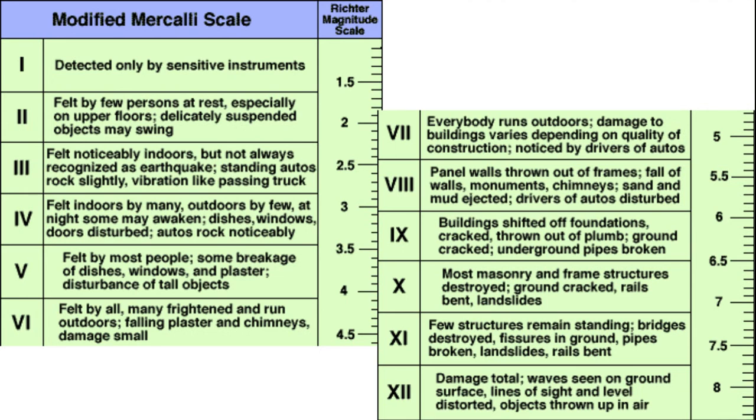So the higher the value in the Mercalli scale, the stronger the damage, and the closer you are to the epicenter. So that's where the Mercalli scale can come in handy, is if you don't know where the epicenter is, you look for the areas that you have the reports of the most damage. Those areas are closer to your epicenter.